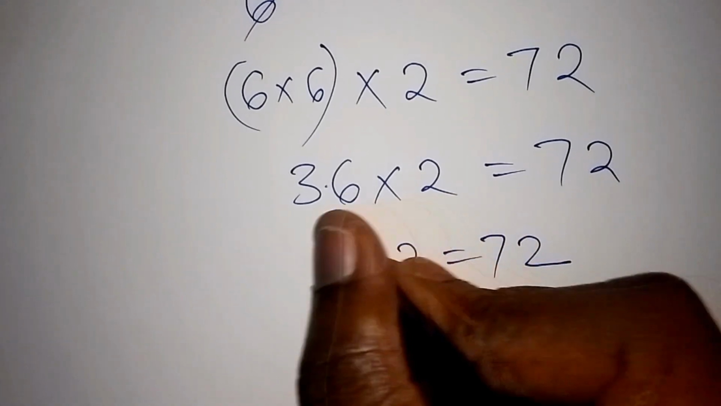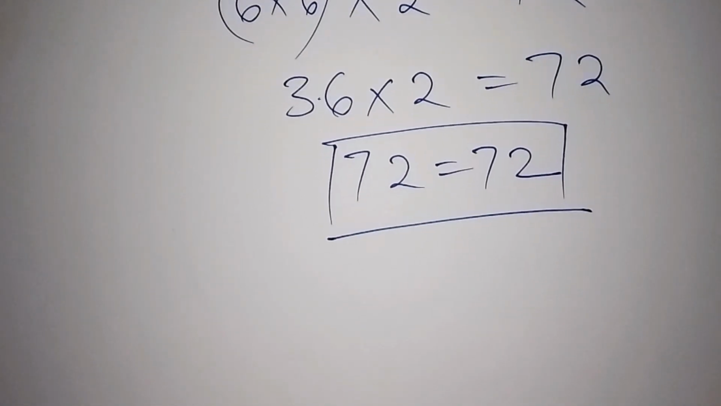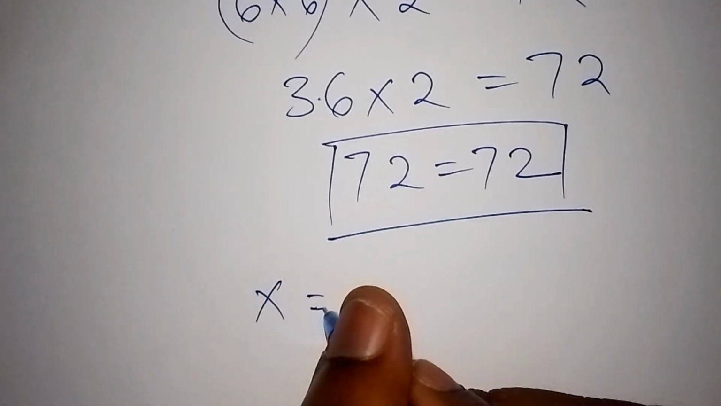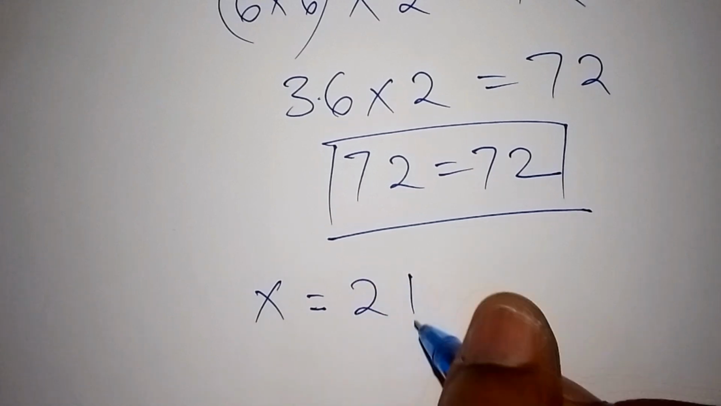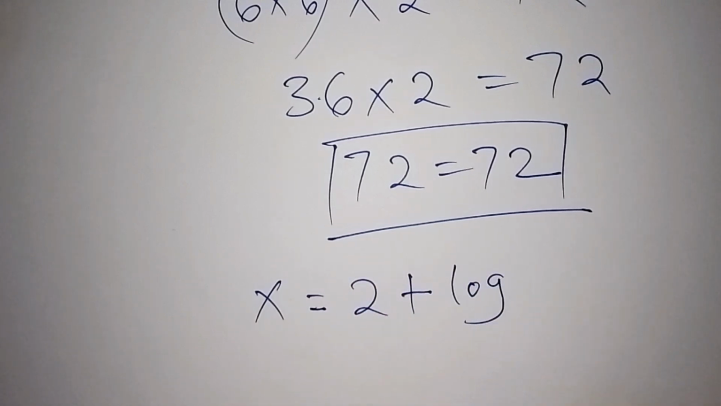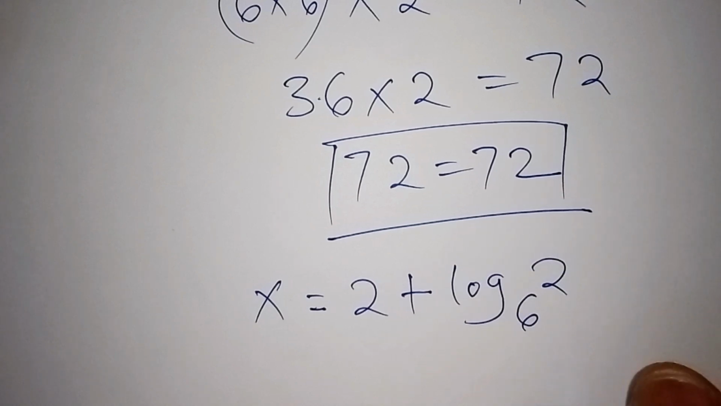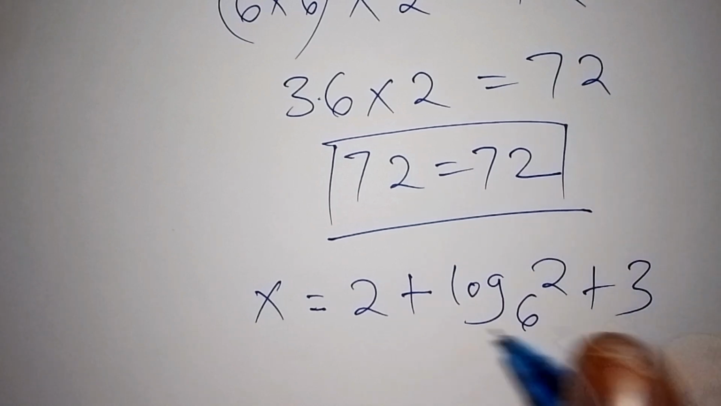So meaning that we are correct when we say that our value for x is finally equal to 2 plus the log of 2 to the base of 6 plus 3. So this one is our correct answer.